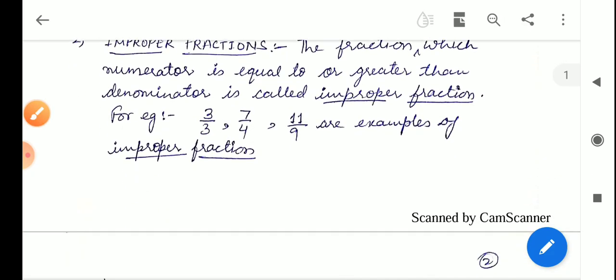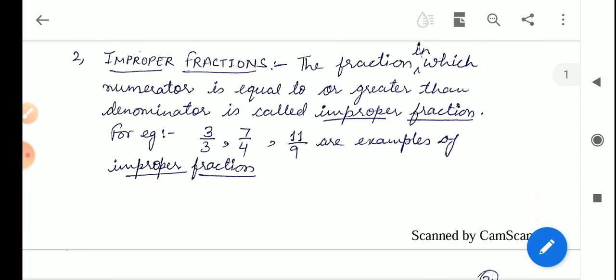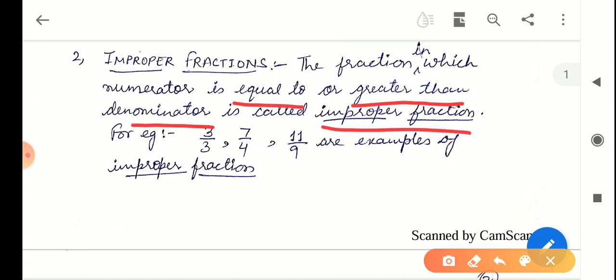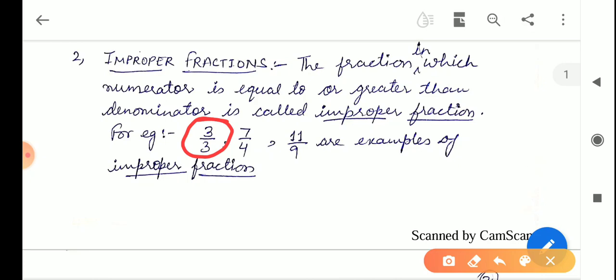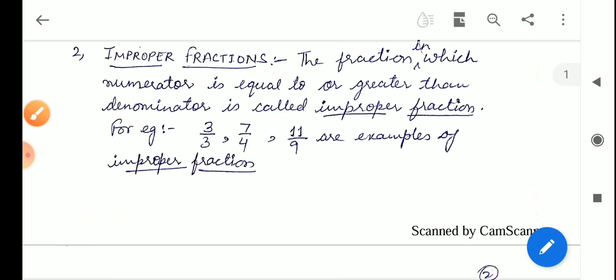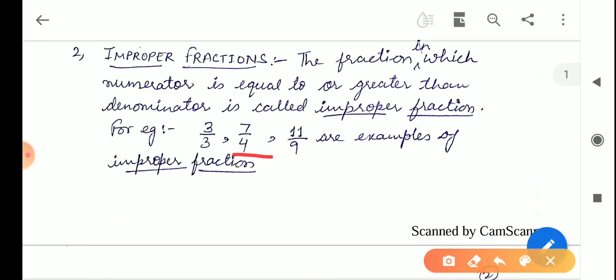Now come to the next type of fraction, that is improper fraction. The fraction in which the numerator is equal to or greater than the denominator is known as an improper fraction. You can see in 3 by 3, the numerator and denominator are both equal. Then 7 by 4, in this case the numerator is greater than the denominator. 11 by 9, the numerator is greater than the denominator. These are the examples of improper fraction.